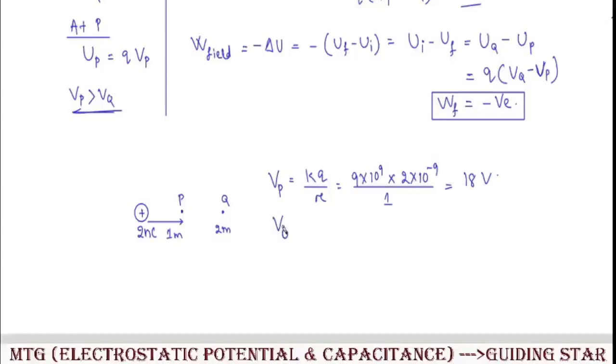Similarly potential at Q will be how much? Potential at Q will be the same kq divided by the distance, let it be rb. Here it is ra. So it will be 9 into 10 to the power 9 into 2 into 10 to the power minus 9 divided by 2. So it will be simply 9 volt. That means at point P potential is coming to be 18 volt and at point Q the potential is coming to be 9 volt.